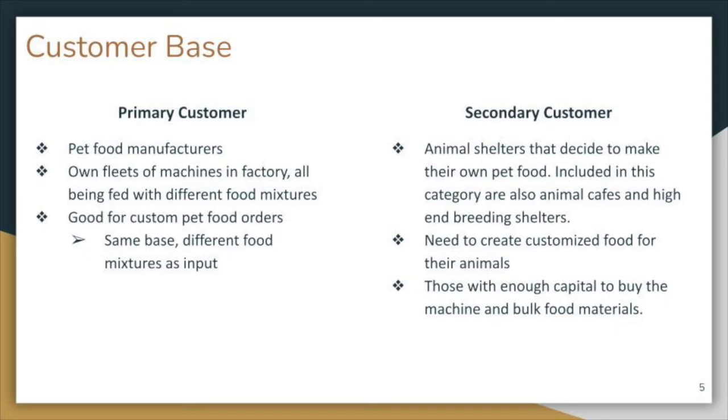Our secondary customer would be animal shelters that decided to make their own pet food. This would include animal cafes or high-end breeding shelters, and those would probably be motivated to create customized food for their animals. But they could only be the shelters that had enough capital to buy the machine and the bulk food materials.